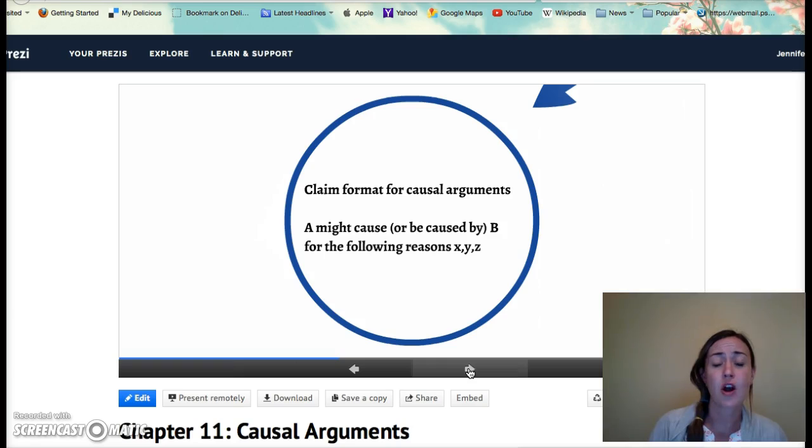The claim format for causal arguments: A might cause or be caused by B, for the following reasons, X, Y, Z. So that includes both your claim and your reason, and then it's up to you in the body of your essay to talk about the warrant, the background information that we need to know to understand how this particular claim is true.